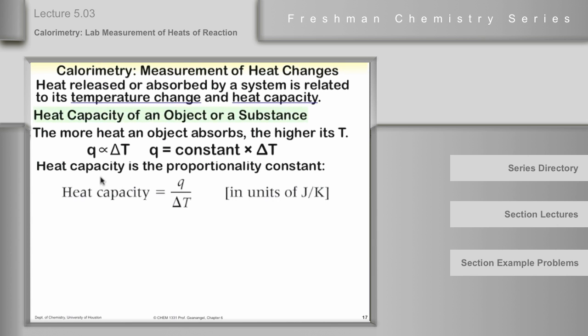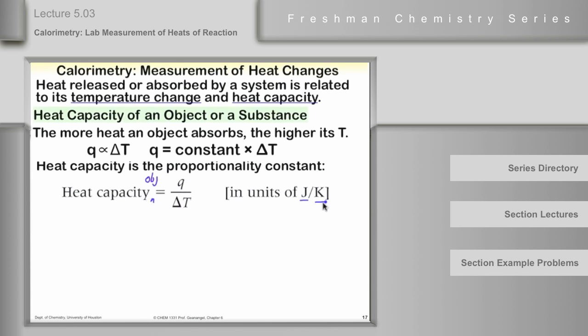So we could solve for this constant, which we call heat capacity, and it is equal to Q over delta T. And this is for an object. Heat capacity of the object is determined by the heat change divided by the temperature change, and the units are joules per Kelvin. Now, if the object is steel, that's one thing. If the object is carbon, it will have a different heat capacity. If it's glass, it'll have yet another heat capacity.